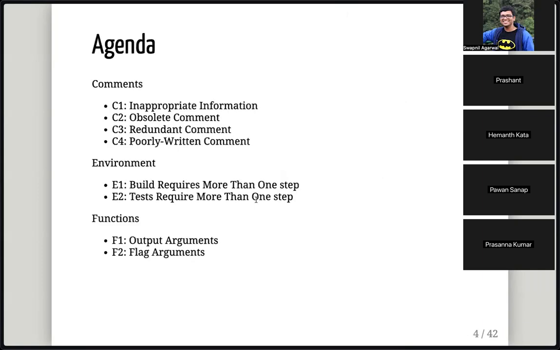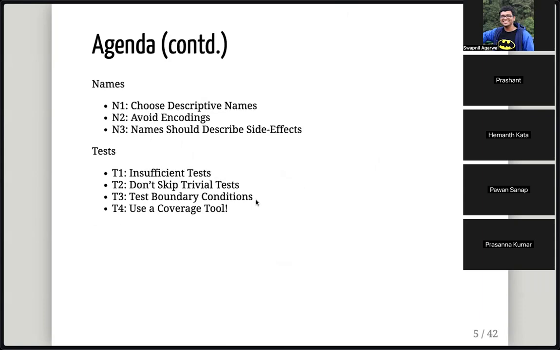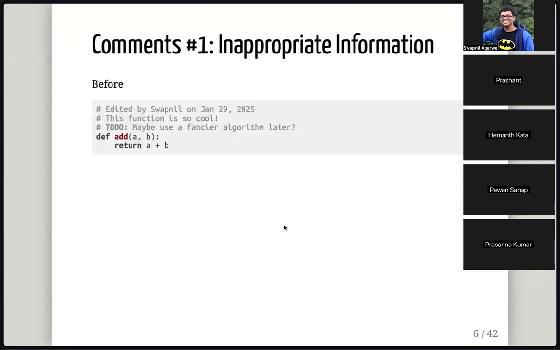Let's start with the agenda. These are topics we'll cover. So we'll see 4 plus 2, comments, environment, functions, plus 3 plus 4, names and tests. So 15 things we'll cover. Let's start with the first one. It's going to be an interactive session. So we'll first see bad code and then we'll see what better code looks like. So feel free to comment.